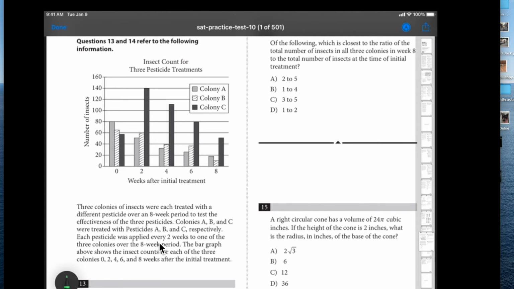A, B, and C were treated with pesticides A, B, and C. Each was applied every 2 weeks over the 8-week period. Okay, so here we go. Every 2 weeks, each of these colonies are getting hit with a pesticide. The bar graph shows the insect counts for each of the colonies. So here's the number of insects, and as you would expect, overall the insects are going down.